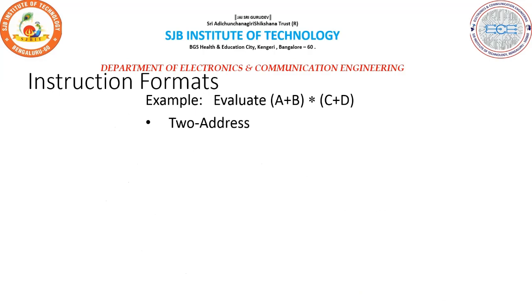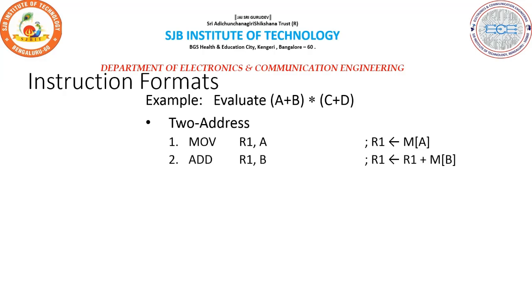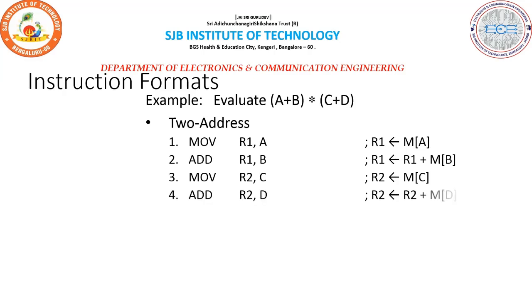That is, to evaluate a plus b into c plus d can be done in two addresses. That is, the memory location of A is getting added with the content of R1 and saved in the R1 register. So add R1 comma B: the content of memory B is getting added with R1. And move R2 comma C: the content of C is getting moved to the register R2. So add R2 comma D.